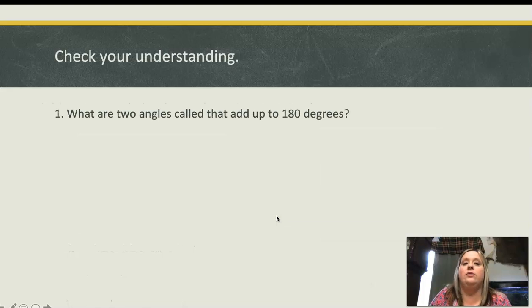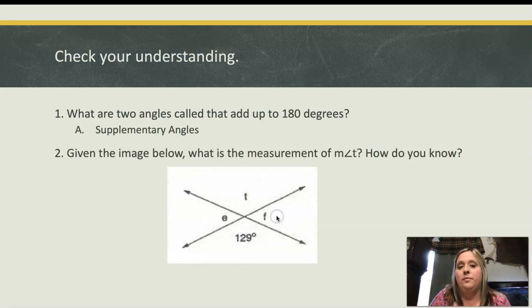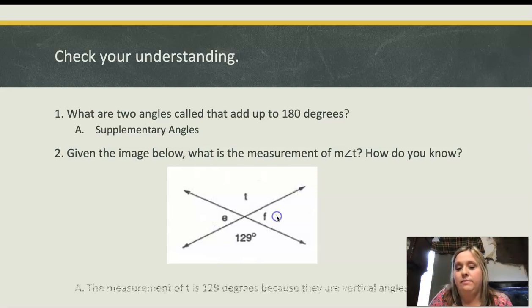So what are two angles called that add up to 180 degrees? Supplementary. Now I'm going to ask, given the image below, what is the measurement of angle T? Yes, Madison? It's 129, right? Because they're vertical and they're equal. Good job.